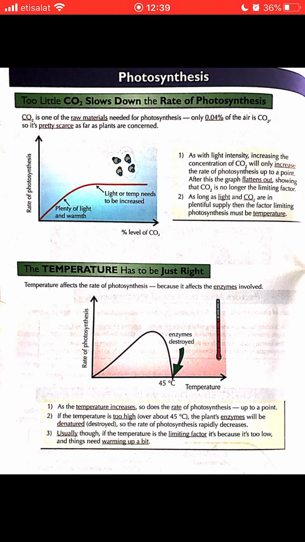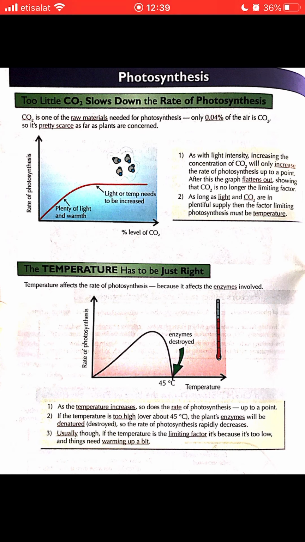You guys know that temperature can make the enzymes work more quickly, but once you reach that optimum temperature, that best temperature, anything hotter than that slows down your rate of reaction because the enzymes are denatured. And this is exactly what your temperature and rate of photosynthesis graph shows you.